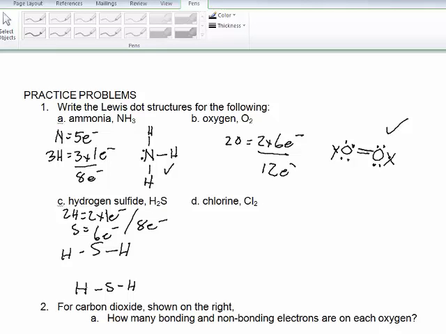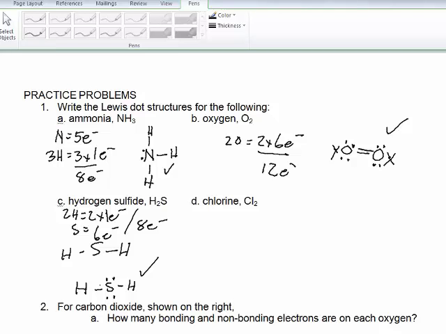Now with my bonds that are already there, I have 2 plus 2 total electrons, giving me 4 electrons on my drawing. I'm left with 4 remaining out of my 8. I cannot put lone pairs on the hydrogen, so I have to put a lone pair on the sulfur. That accounts for 2 and 2 more. So 1, 2, 3, 4, 5, 6, 7, 8. That is the proper Lewis structure for sulfur.